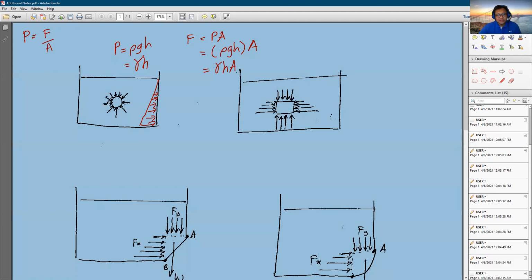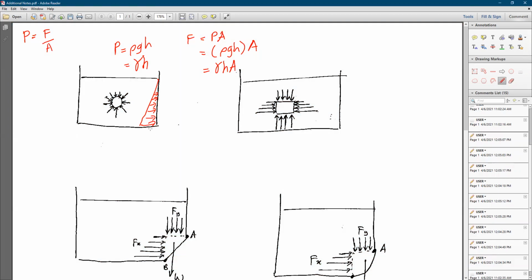here. Oops, sorry. Okay, the area of interest could be here or here or down here. It's up to you. That's the basic. I hope you can understand this simple theory, the principle of pressure.